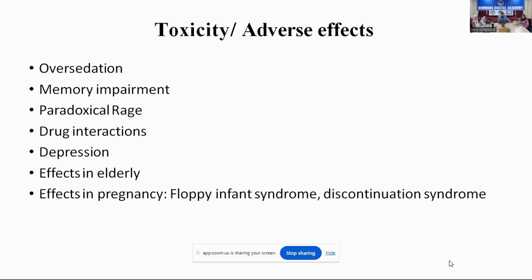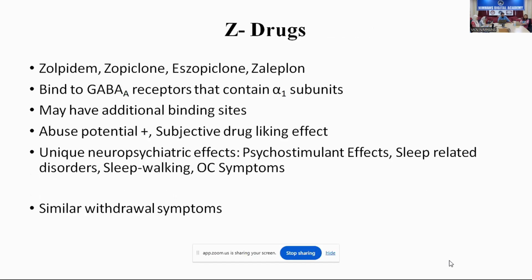Effects in pregnancy, because if we are giving anything to the mother, it's crossing the placenta, it's going to the infant also. After delivery, sometimes the infant can have a floppy infant sort of presentation. And discontinuation symptoms might be visible in the neonate also.